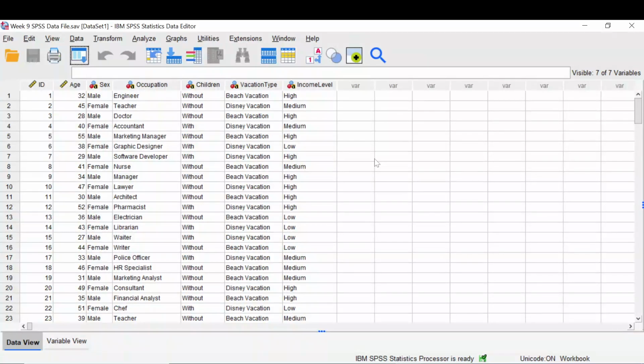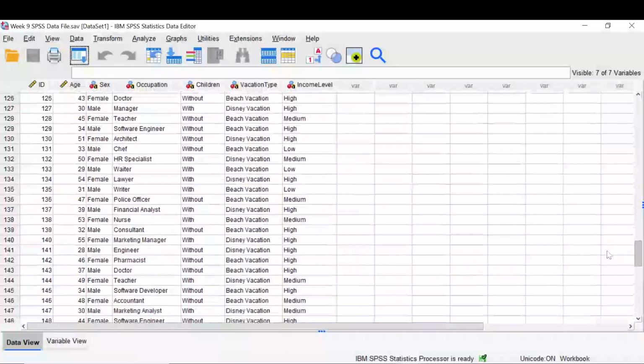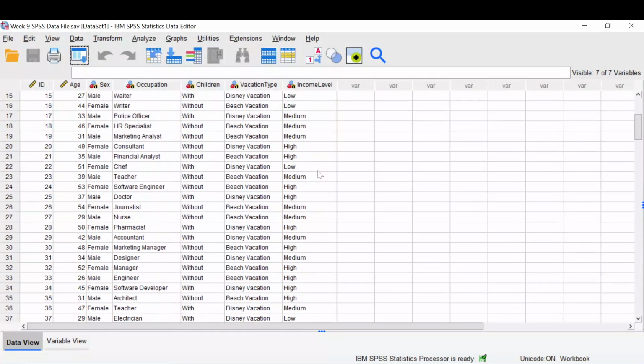If you recall, the question that they came to us with is, are there any correlations? Is there a correlation between the type of vacation that people are taking and presence of children, that is, they either have them or they don't? Is there a relationship between the two of them? So 150 responses were collected, and we can confirm that here by looking at our data view and scrolling down. You see 150, and the following variables were collected.